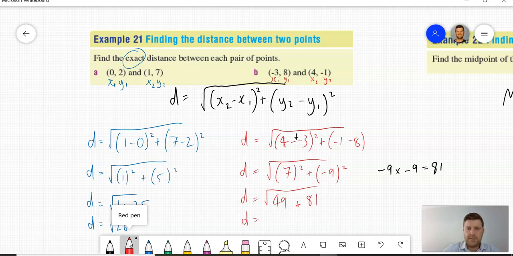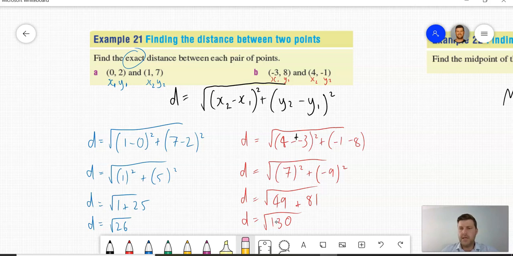So the distance of that line segment is equal to square root of 130. Again, 130 is not a square number, so I'm going to leave it as the exact value, square root of 130. All right, and that's it. That's how you work out distance of a line segment, or distance between 2 points.